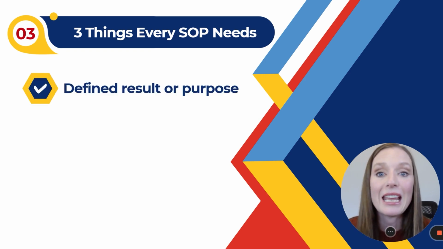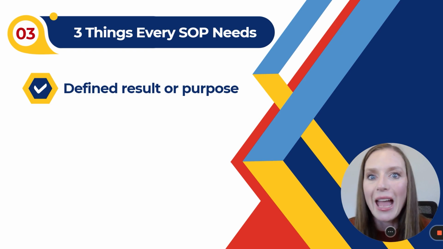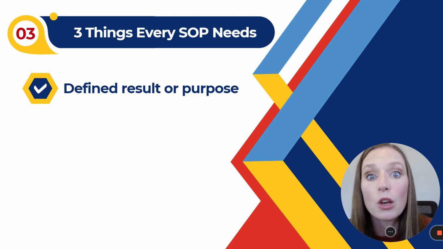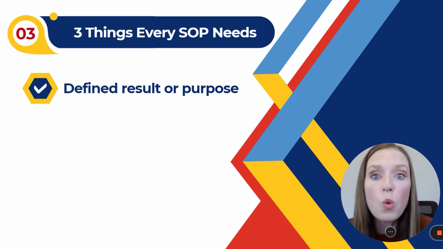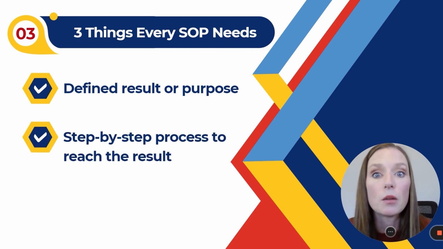The first one is a defined purpose or result. Where do you want this SOP to finish? How will you know that you've reached that result that you want? And if you're not reaching that result, what do you need to change in the system in order to reach that result? So if you know where you're ending, then you can work your way backwards in the SOP, which brings us to number 2, a step-by-step process to reach the result.